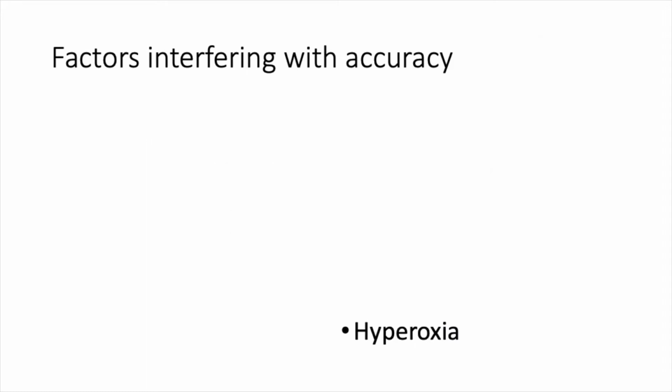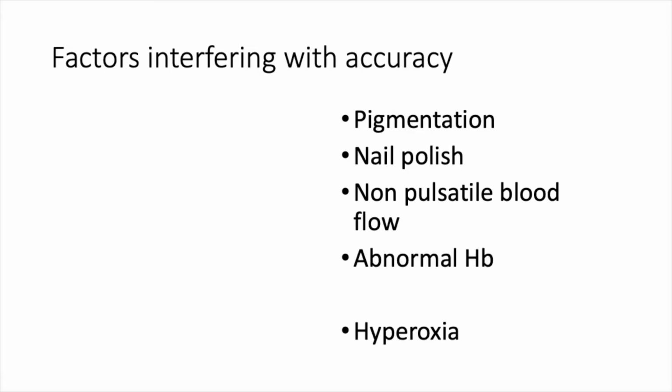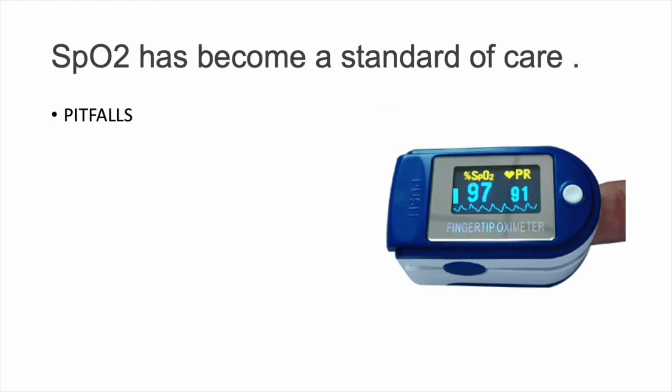The factors interfering with accuracy have already been mentioned. This includes pigmentation, nail polish, non-pulsatile blood flow, abnormal hemoglobin, movement, and many times a very low partial pressure of oxygen. The importance of hyperoxia and how it affects the SpO2 is already mentioned. Even though there are so many pitfalls, oxygen saturation has become a standard of care and is considered the 5th vital sign.